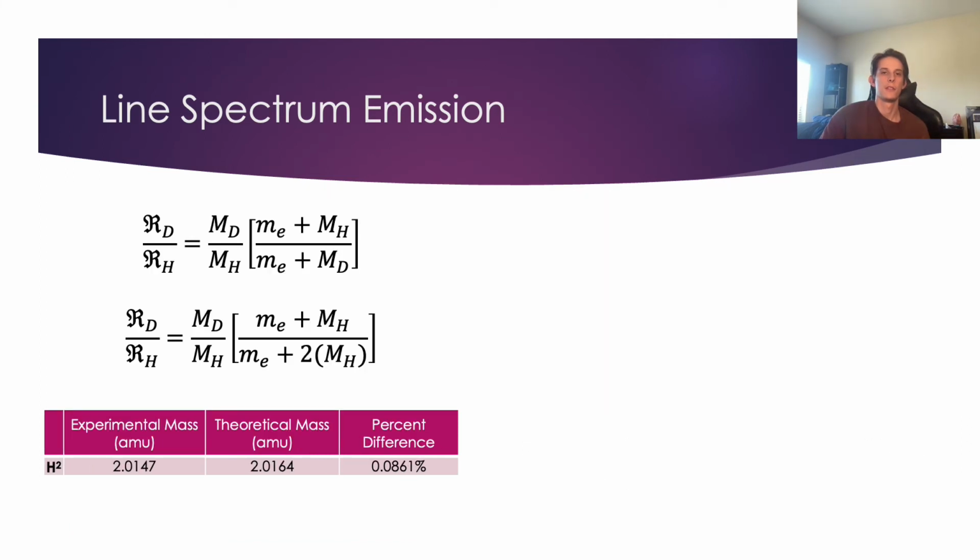The experimentally determined Rydberg constants were then used to determine the mass of deuterium. An approximation was made that the mass of deuterium can be considered twice the mass of hydrogen. That is what you see in the second equation. When comparing the experimental and theoretical masses of deuterium, we see another small percent difference.